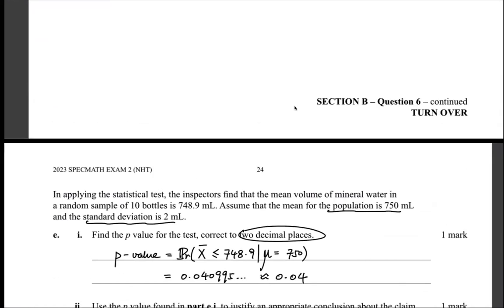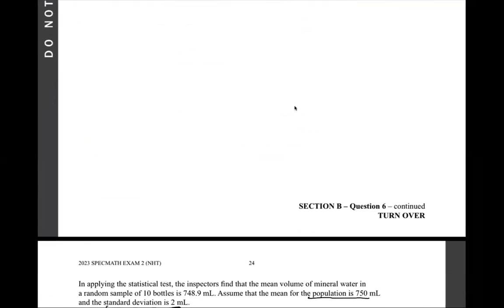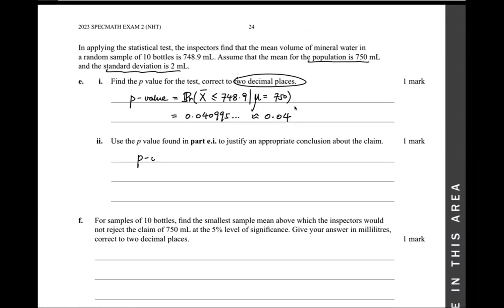Okay, now, the inspectors decide to apply a one-sided statistical test at the 5% level of significance. So the level of significance is stated here. So the p-value equals 0.040995, which is less than 0.05. Therefore, we reject H naught. So the mean is less than 750 mils, okay?